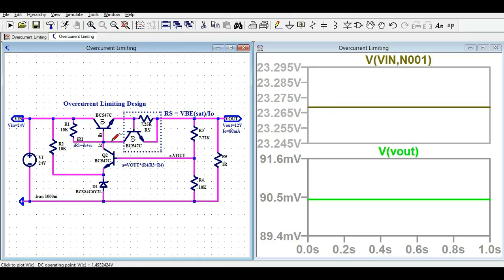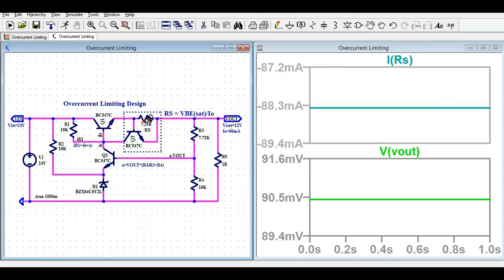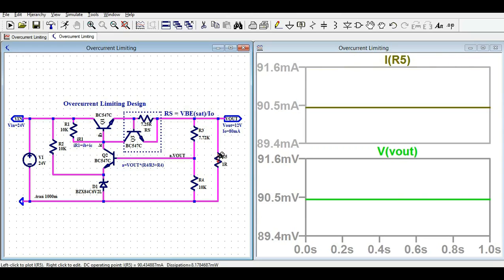And what is the voltage drop across here? If I want to show you, the voltage drop across here is 1.6 volt. And if you look at the current here, this is 88.3. If you look at the load current, it is 90.3. And I'm not sure how I can see the collector current. I see Q3 is 2.1 milliampere. Okay, so your output current is 90.5 milliamps and your output voltage is 90.5 millivolt.